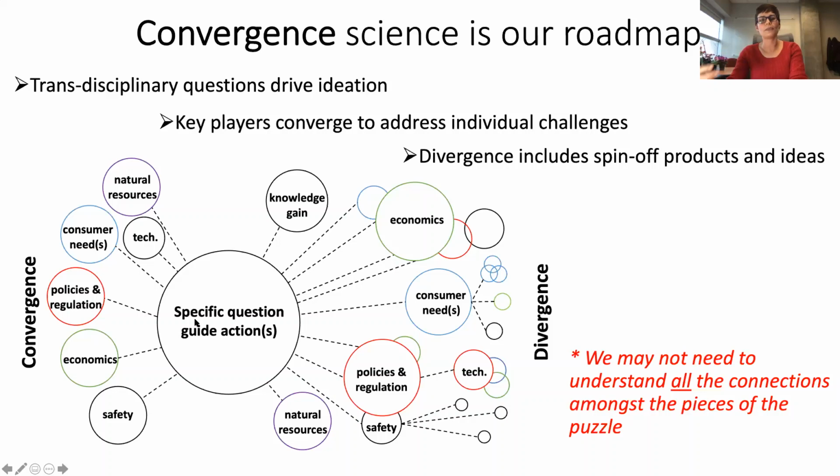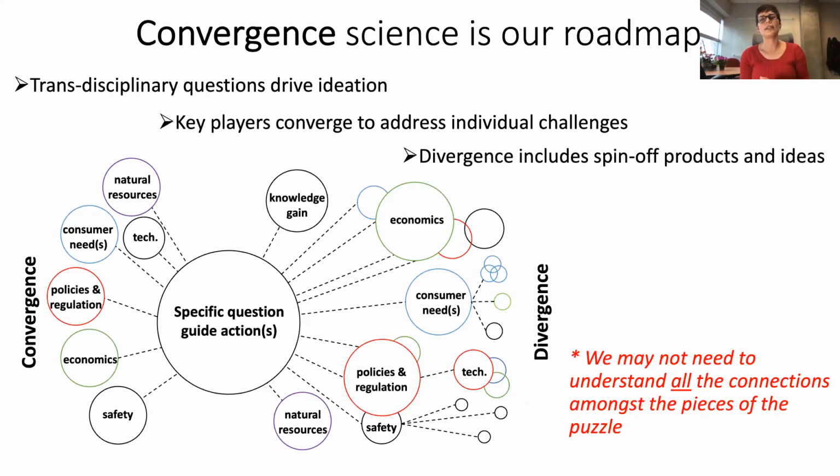And based on the research and over time, you will gain knowledge, you will impact economically, you will impact the consumers, you will have things diverging into different branches. That's the divergence part. And you will impact natural resources, policy regulation, and so forth. So key players converge to address an individual challenge, and eventually things diverge and spin off in products and ideas. So again, a transdisciplinary approach is needed to tackle a big complex problem.